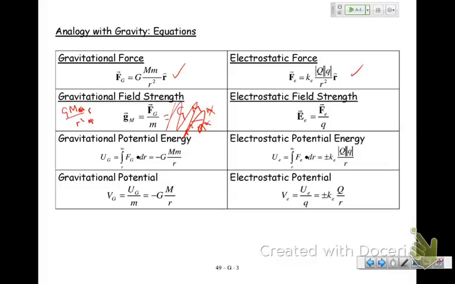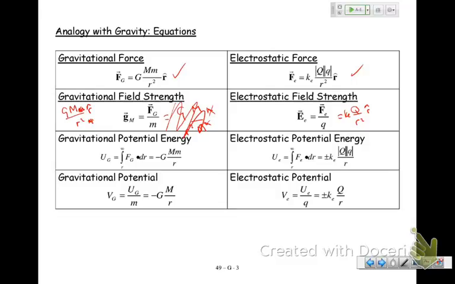And then we have that unit vector in there. So 1 mass over r squared. And this is going to be similar. It's going to be big Q, Ke, big Q over r squared. 1 charge over r squared.